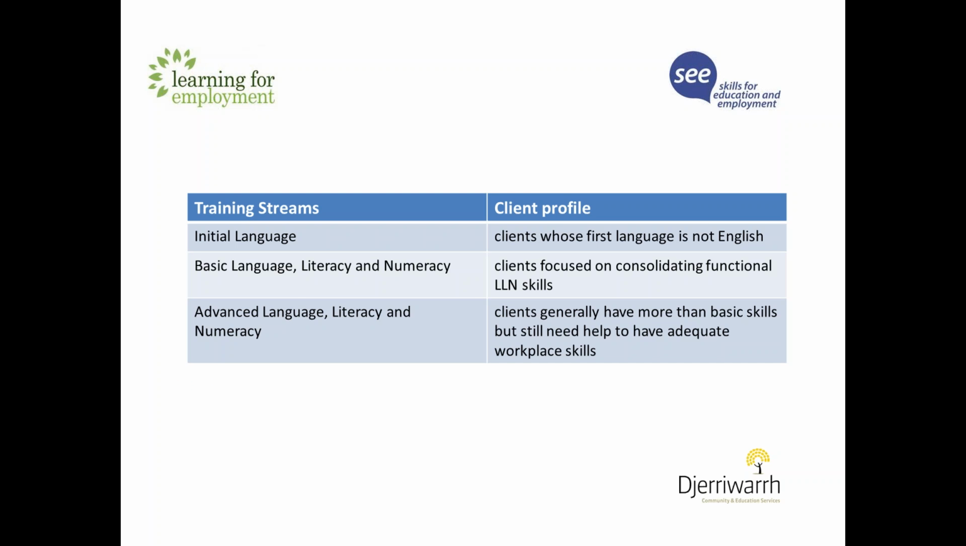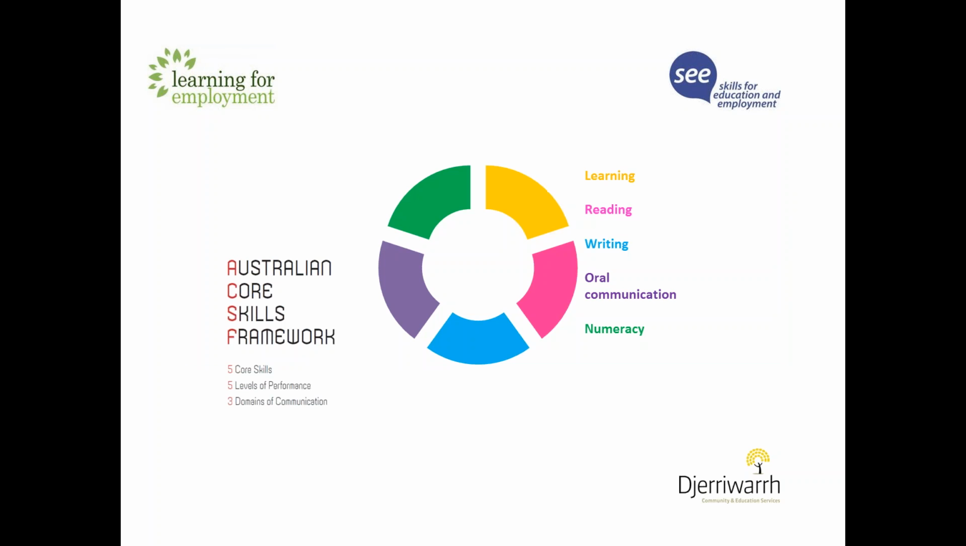Okay, so this just outlines the training streams that we have. We have 3 main training streams, and we have the initial language stream, which is a stream for clients whose first language isn't English. Then we have 2 other streams, the basic language literacy and numeracy stream and the advanced literacy and numeracy stream, and they're for both English-speaking clients and non-English speaking background clients. Sometimes people are aware that C is definitely for non-English speakers, but we have our literacy and numeracy students as well who really benefit from training too. So they come in at the basic and advanced level. Next slide.